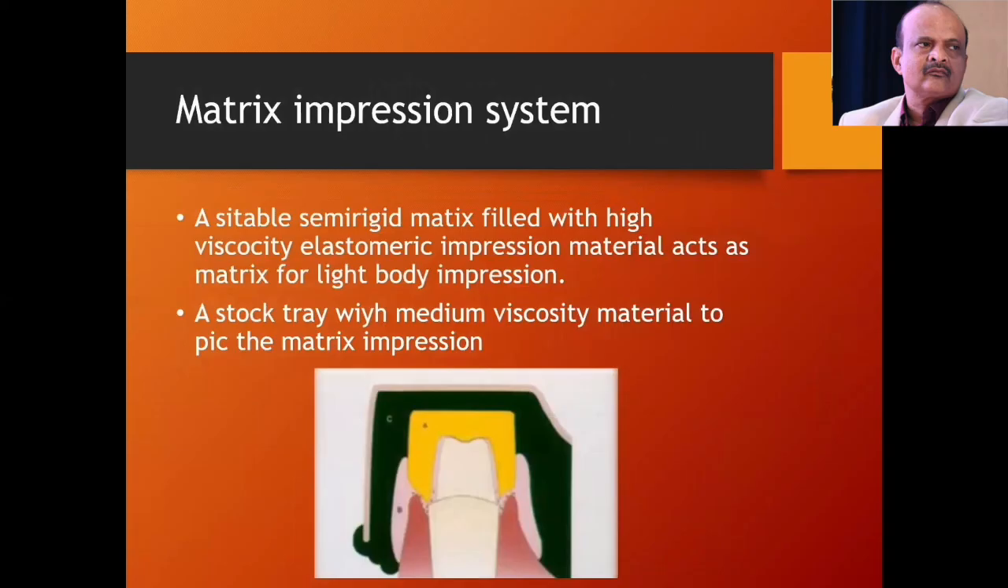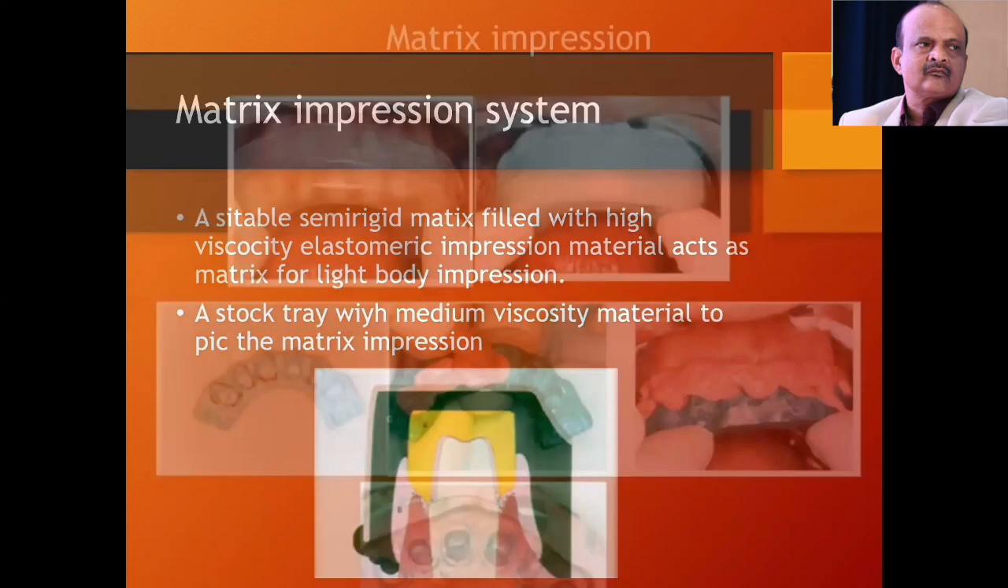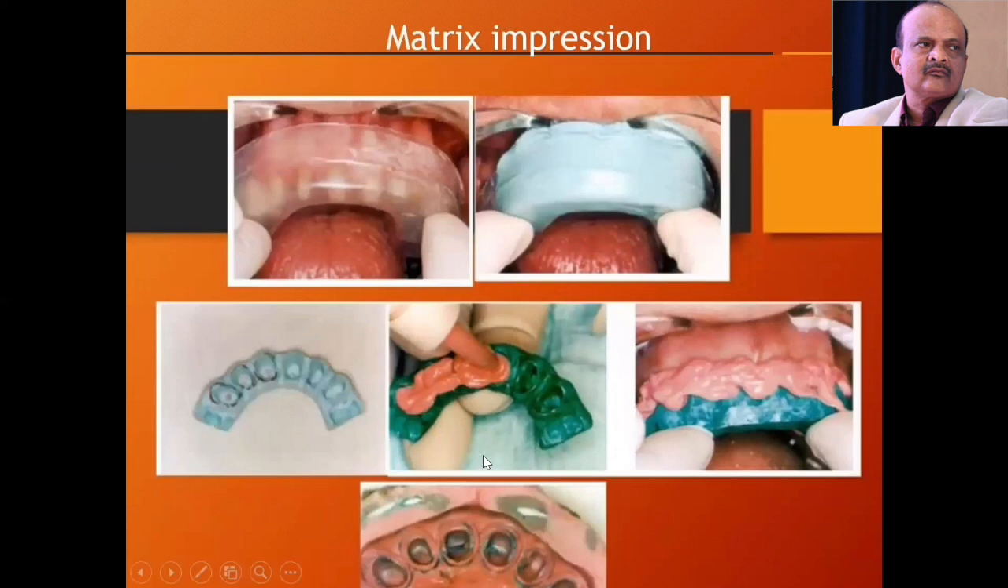Matrix impression system. This is suitable for full arch or multiple preparations, wherein a stock tray with a medium viscosity material to pick up a matrix impression was used. This is how the matrix is adapted. This is a matrix adapted, which is filled with a heavy body impression, and this matrix and heavy body are trimmed to the contour of the pregingival margin.